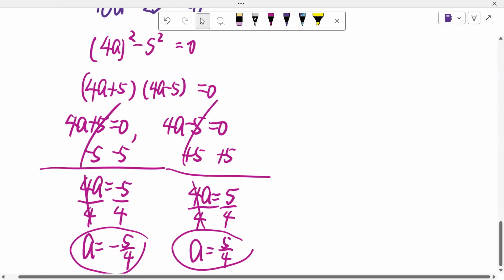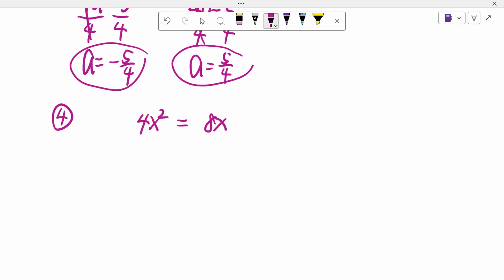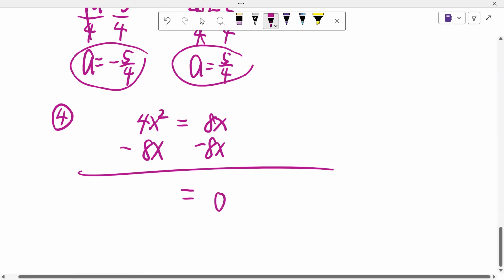And then the next type, this is the second type, right? Another type could be something like this: 4x squared equal to 8x. And then we want to solve for x. So first of all, we're going to move both terms to the left hand side. So subtract 8x, then cancel the 8x on the right hand side, turn it to 0 on the right. So 4x squared minus 8x equals 0.